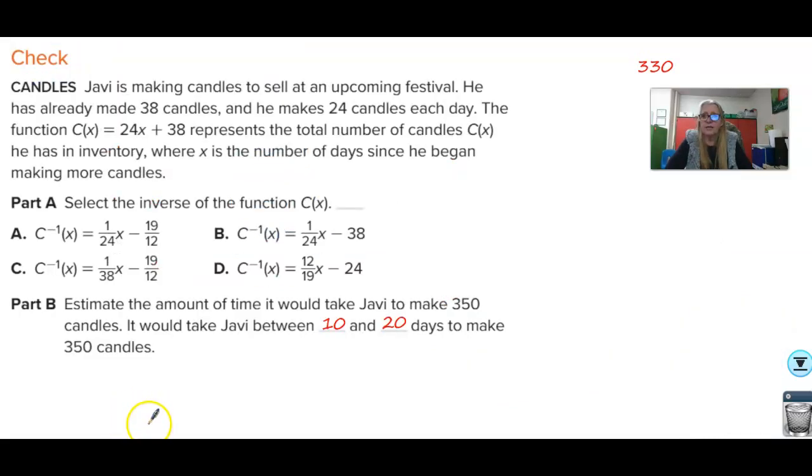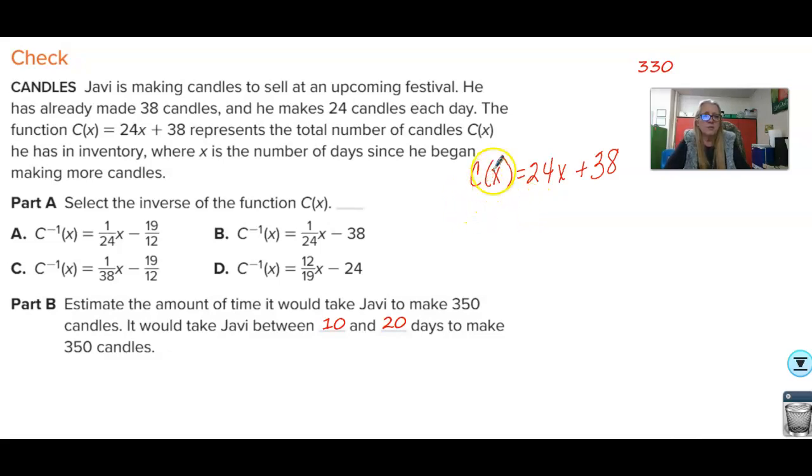All right, so here's our check. Javi is making candles to sell at an upcoming festival. He's already made 38 candles, and he makes 24 candles each day. The function c of x equals 24x plus 38 represents the total number of candles he has in inventory, where x is the number of days since he began making more candles. Select the inverse, okay?